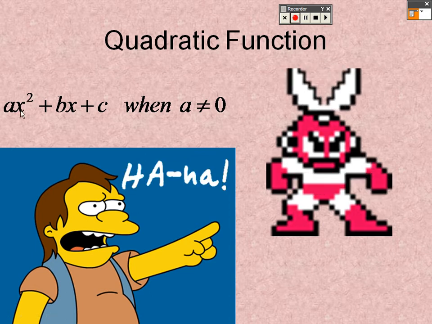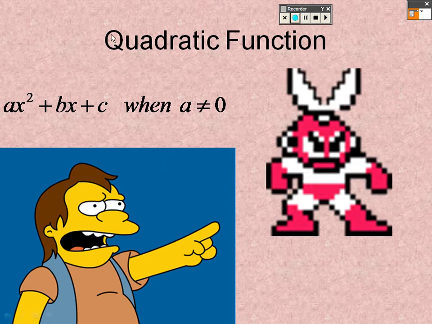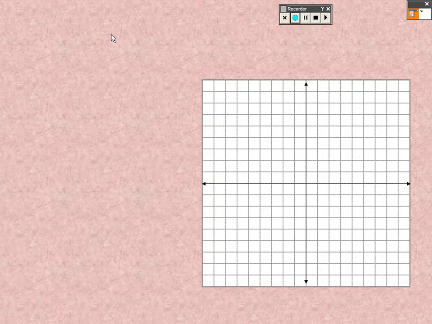So if you have an a out in front and that a is 0, that means all of this is 0. And if that's all 0, then it's no longer quadratic anymore because there's no longer an x squared.